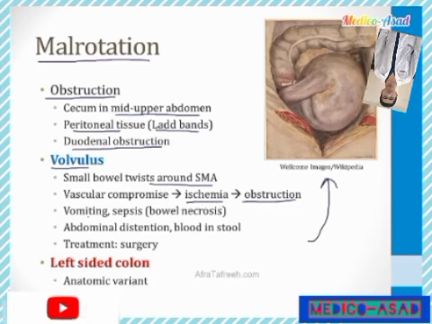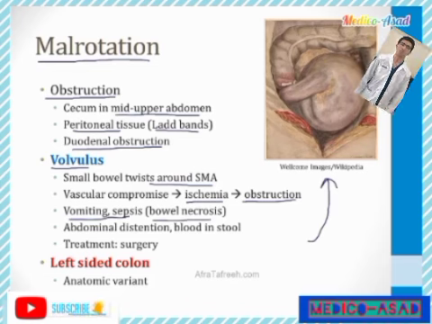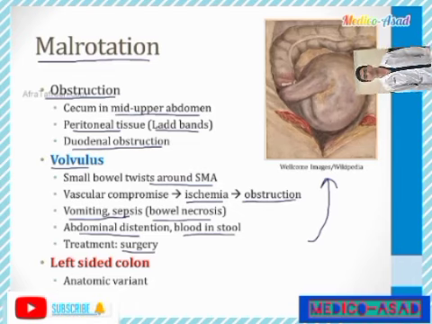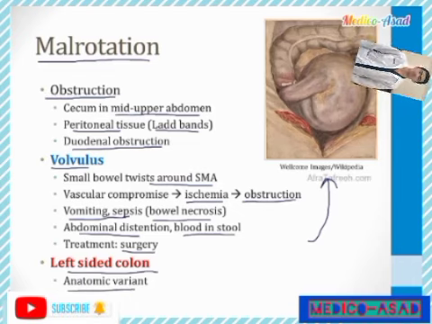Babies who develop this problem develop vomiting and sepsis from bowel necrosis. They develop abdominal distension and blood can be found in the stool, and the treatment is urgent surgery. And then finally, malrotation can also lead to what's known as a left-sided colon, which is an anatomic variant.